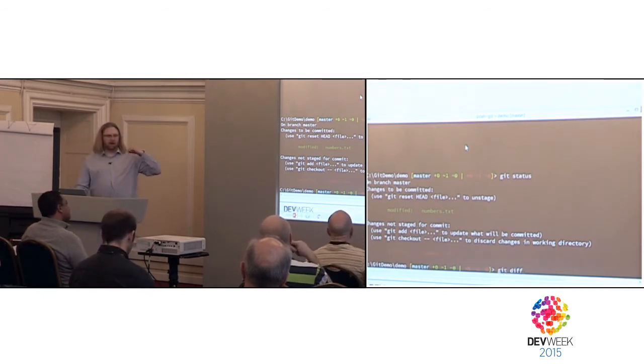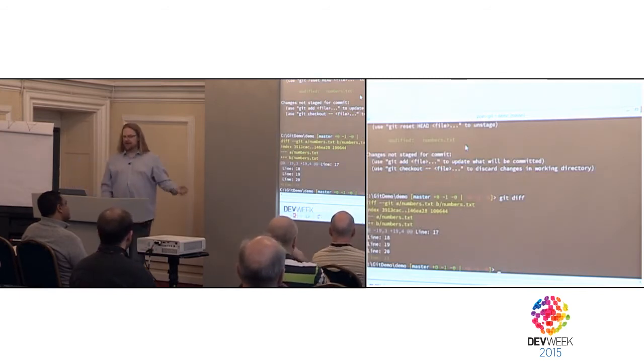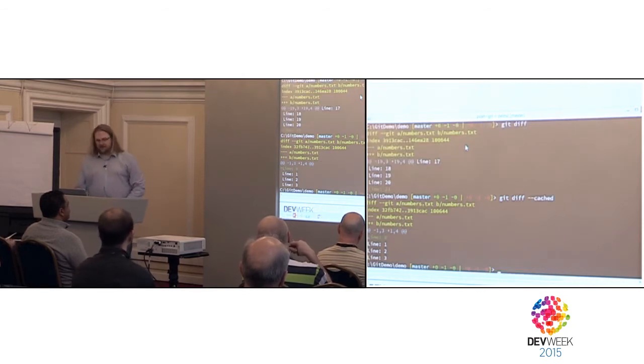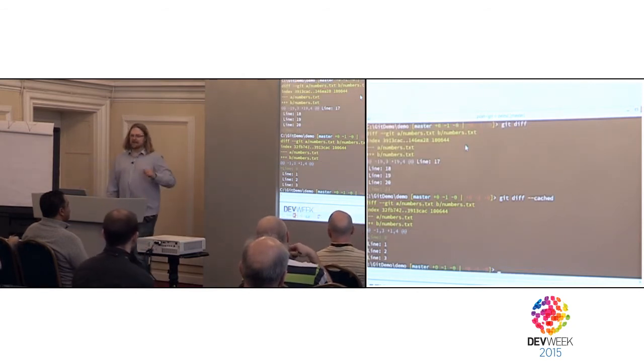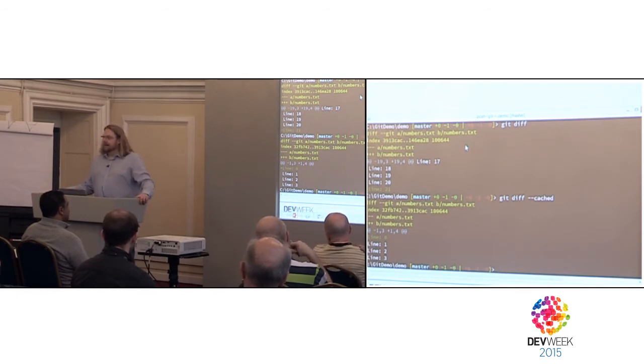I can see the difference between my working directory and the staging area by doing a git diff, and that tells me that line 21 is to be added. And then the difference between my staging area and the repository shows that line 0 needs to be added. If you try and commit it now, will it warn you that you've got unstaged changes? But you can do it.